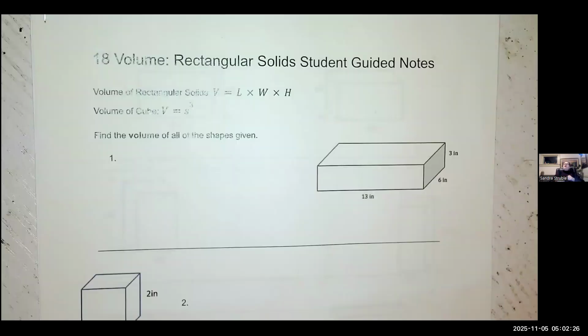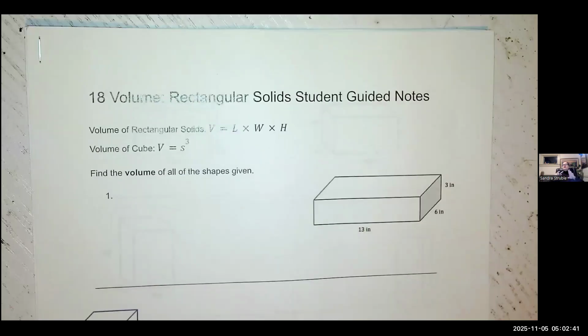Okay, let's cover volume, but this is for rectangular solids. All right, we got volume of a rectangular solid is length times width times height. And then we have a volume for a cube is side cubed. Please note, you can also use length times width times height for your cube, but you cannot use side cubed for your rectangular solid, okay?